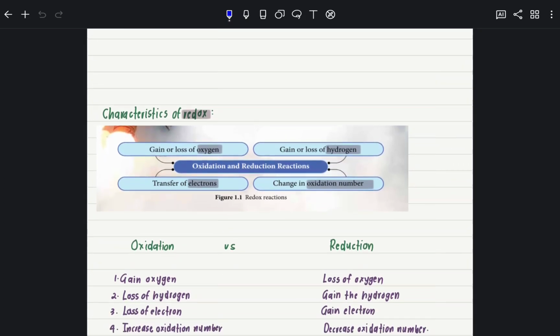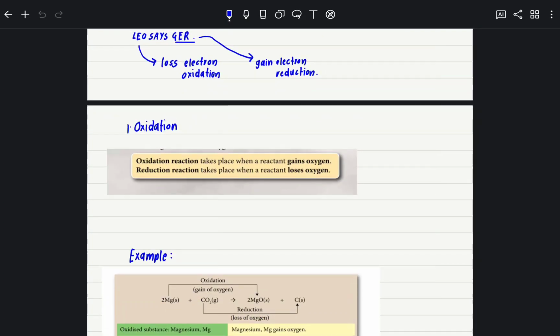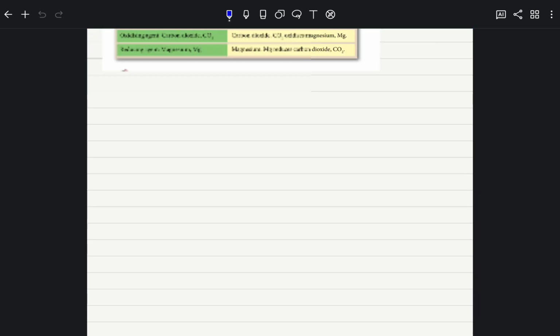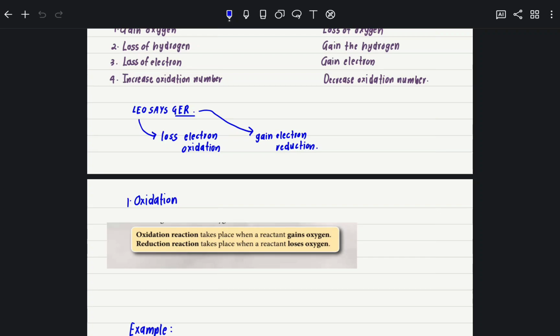So next video I'm going to talk about oxidation in terms of oxygen. Like you know, oxidation will gain oxygen while reduction will lose oxygen. I will talk about how it works, and I will talk about hydrogen. In oxidation they lost hydrogen, reduction they gain hydrogen. So I'm going to talk about that also in the next video, part 2. So make sure you watch the video and make sure you understand what I'm talking about.